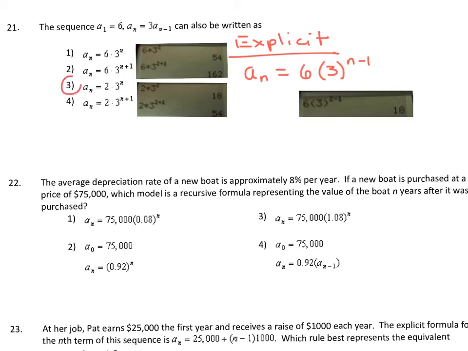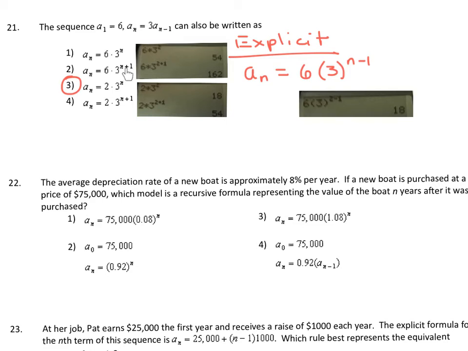So there's our answer. Now, honestly, what you also could have done, I think a really easy way to do this, is when they said that a sub 1 equals 6, you could have just replaced each of these n's with a 1 and see which one equals 6. So, for example, if you replace this n with a 1, 6 times 3 to the first doesn't equal 6, so choice 1's out. If you replace this n with a 1, 1 plus 1 is 2.